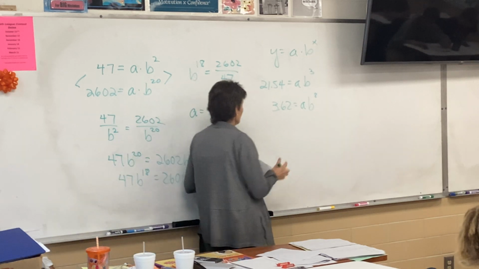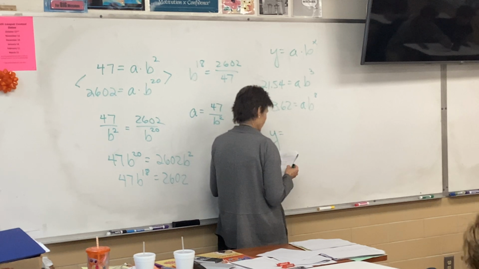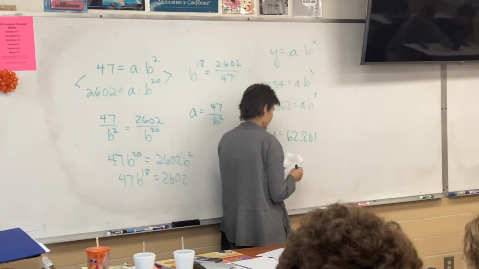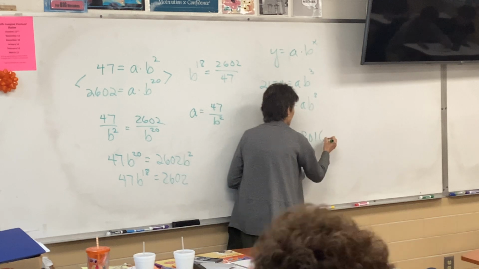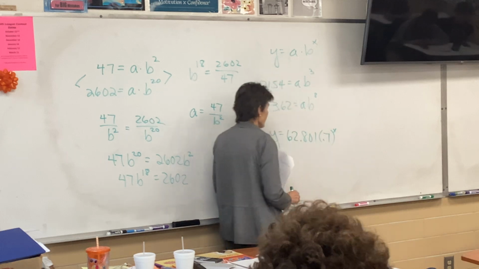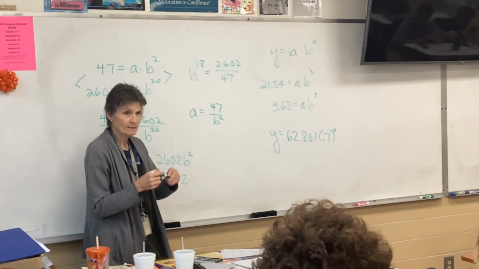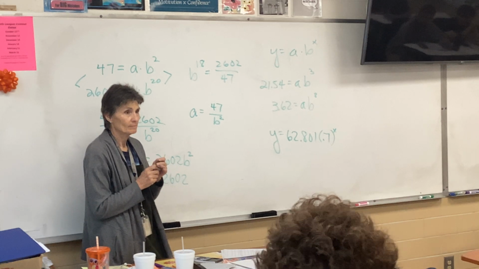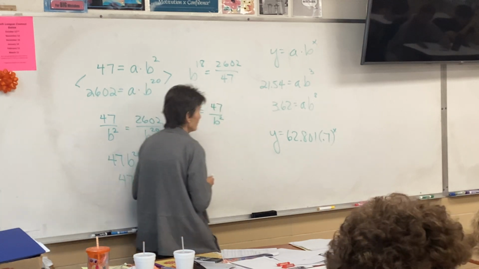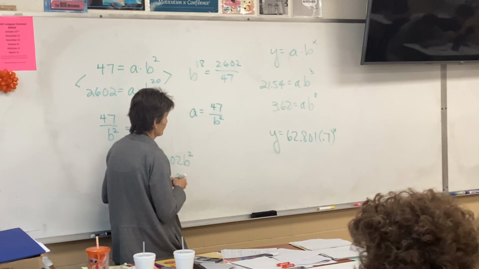Come up with anything yet? Y equals, what was your A? 62.801 times, I got 0.69999, a whole bunch of nines there, so I just made it 0.7 to the x. Anybody else get that? Nobody did? I got 63, but I don't know what we do once we cut that number.